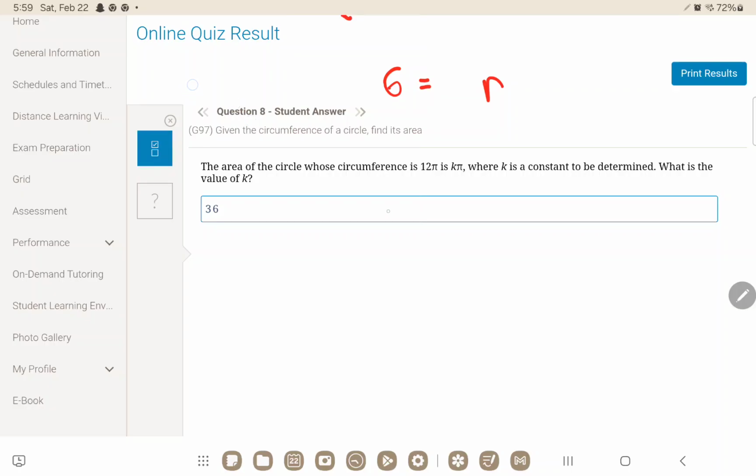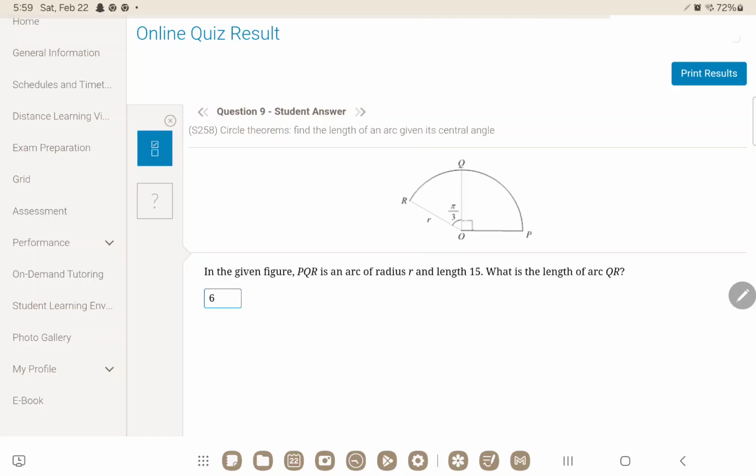Area is pi r squared, so it's pi times 6 squared. 6 squared is 36, and the pi, they already gave it to us. So your answer is 36. Practically 3/4 of this quiz is all repeat from last week.